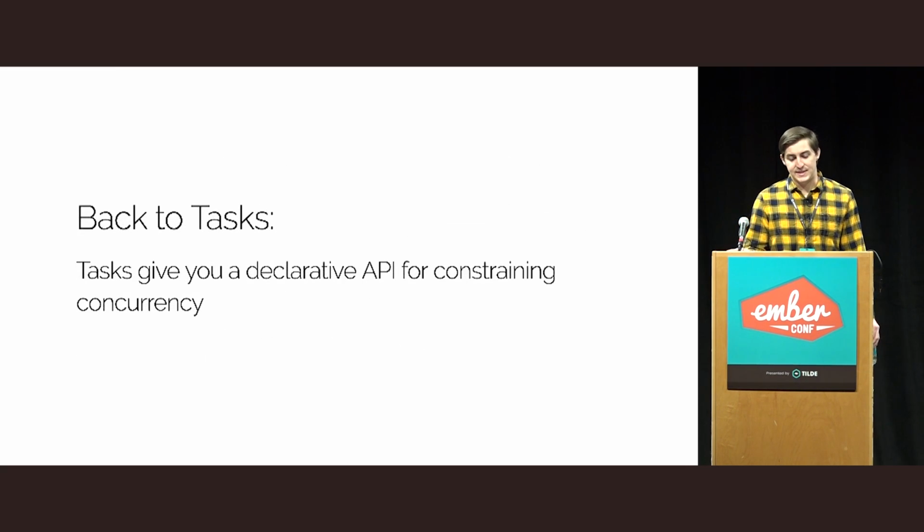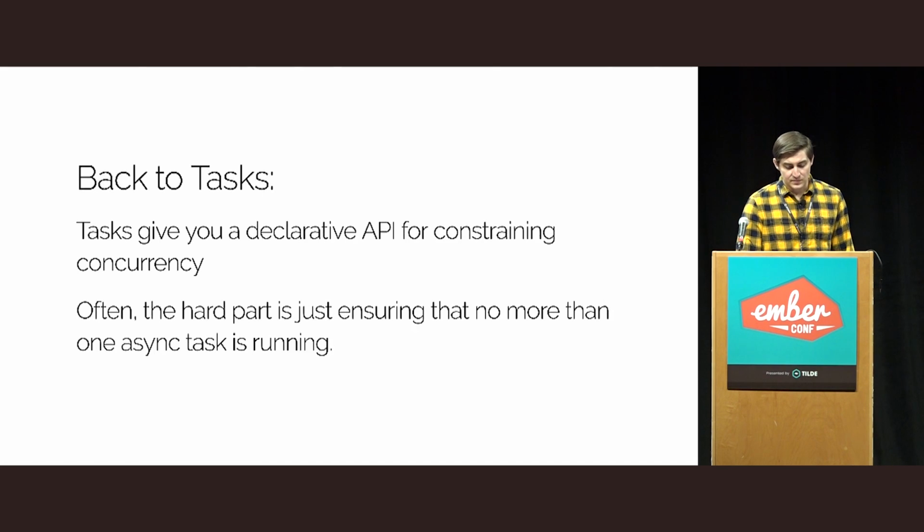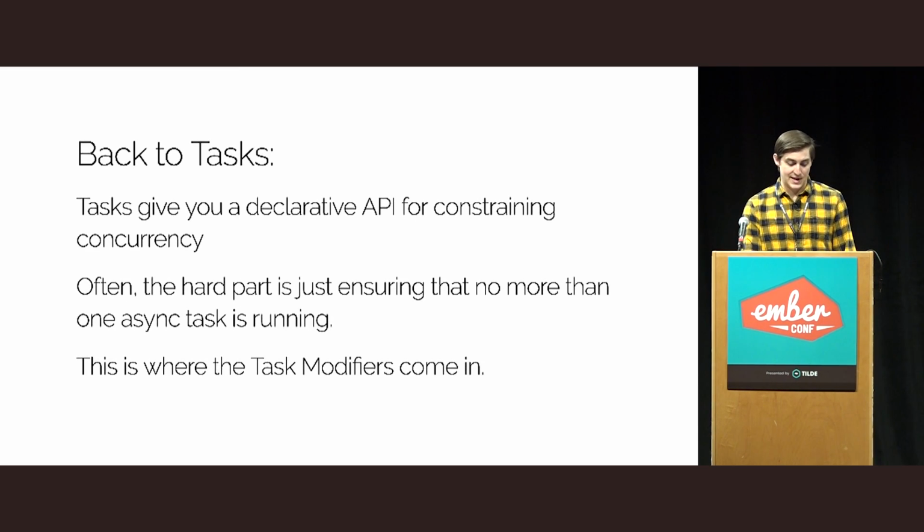So back to all the things that tasks do. It's not just syntax, it's also a declarative API for constraining concurrency. And when I say constraining concurrency, it usually just means make sure only one of these is running at a time. That's really often the hardest part. It's not that Ember Concurrency is empowering you to spin off 6 billion different asynchronous tasks at the same time. It's really UI driven, and UIs are usually dealing with the problem of how do I make sure that things are properly cleaned up and canceled and only one thing is happening at a time.